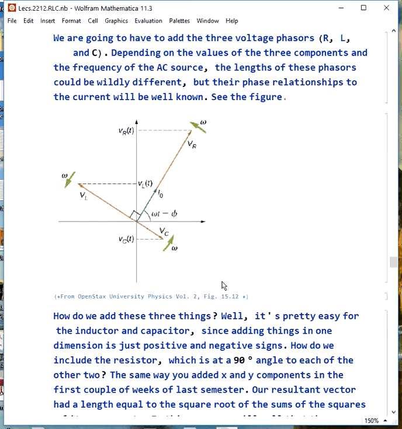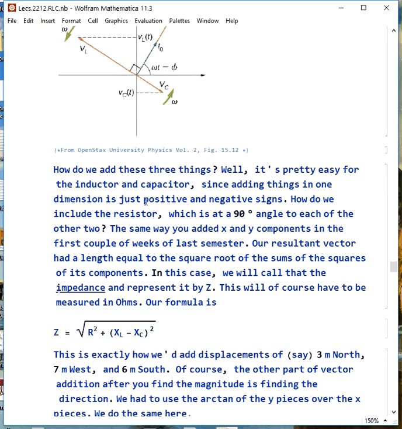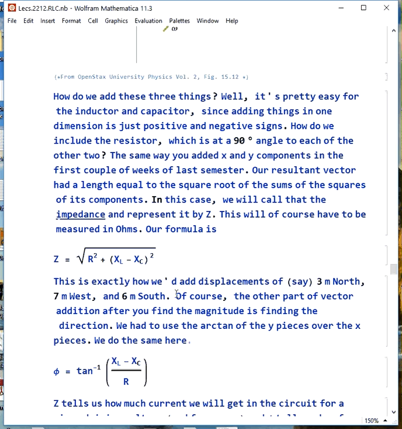The problem is it's at a 90-degree angle to the other two, but this is actually something that you solved in about the first or second week of last semester, where you had X components and Y components. They were at a 90-degree angle to each other, and we couldn't add them directly, but we could use the Pythagorean theorem to combine them. Now, our resultant phasor here, we'll call that the impedance, and we'll represent it by Z. It, of course, still has to be in ohms because all the things that go into it are ohms. And all we're doing is the square root of R squared plus the difference in XL and XC, squared.